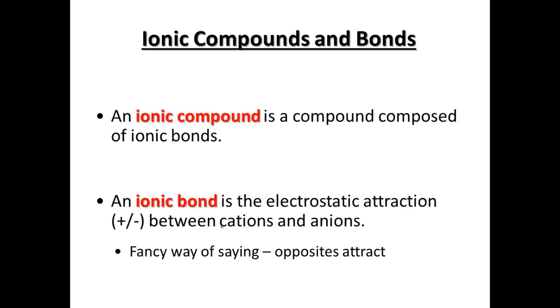So first off, an ionic compound: a compound composed of ionic bonds, which is where we get the ionic in ionic compound. Now a compound, remember, is two or more elements joined together chemically. So what is an ionic bond? An ionic bond is electrostatic, meaning the cations, the positive ions, and the anions, the negative ions, come together, and that positive and negative electrostatic force is what holds them together. It is a fancy way of saying opposites attract. That positive-negative force is what's holding the two atoms together in an ionic compound.